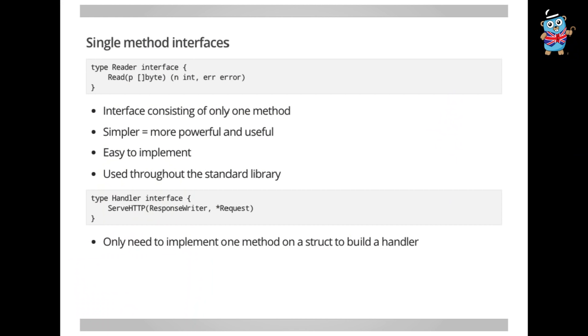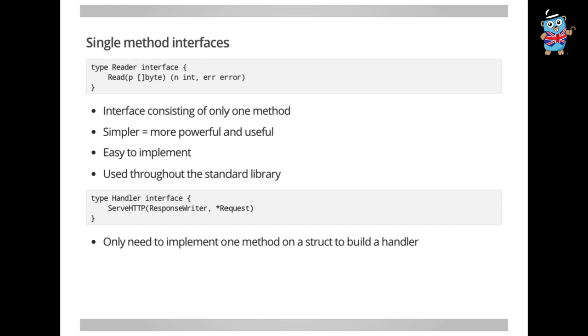Single method interfaces: I'm also a fan of the reader interface because of its power and its simplicity. And you can do this too, and should, I think. A single method interface is an interface consisting of only one method. They're simple, they're really easy to use, and as Dave Cheney said, they can come from anywhere. You can find them throughout the standard library, and it's really specific about what that function wants.